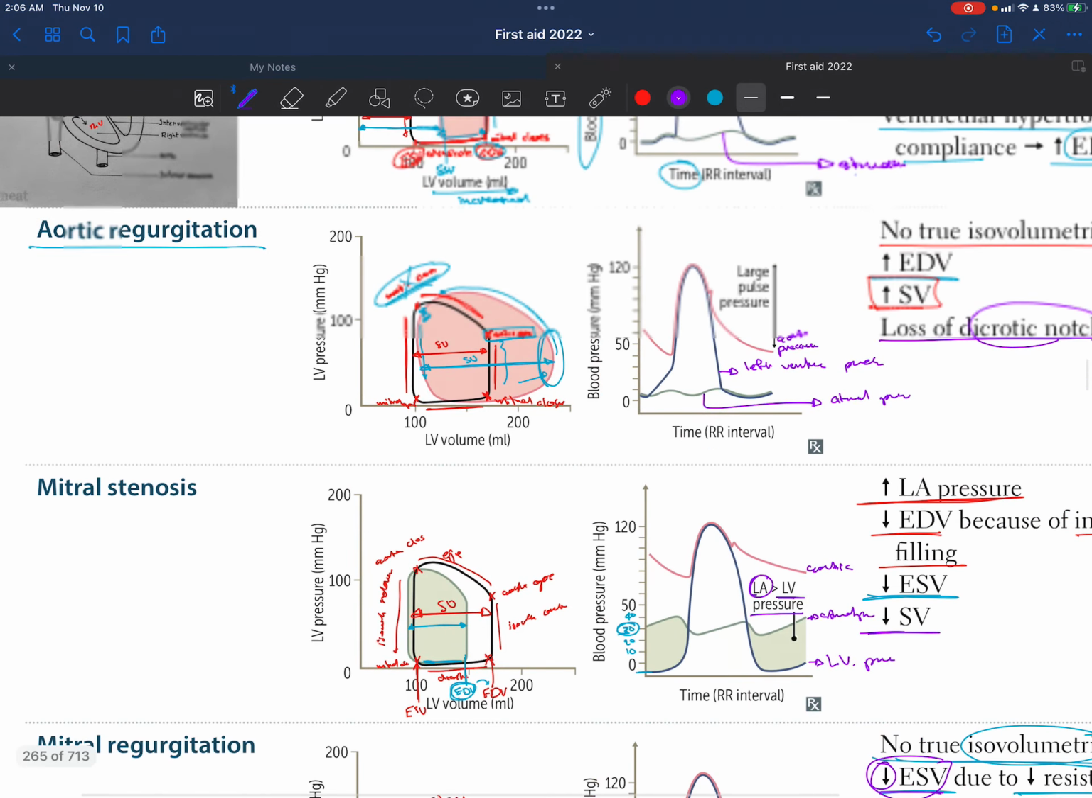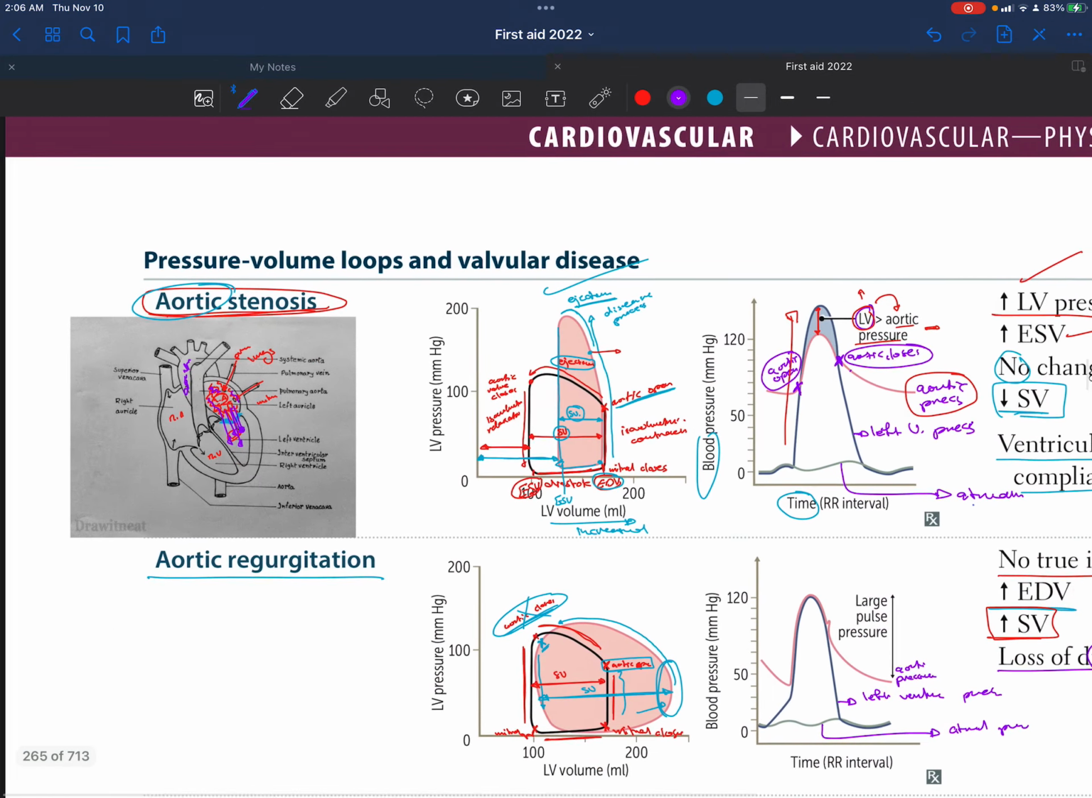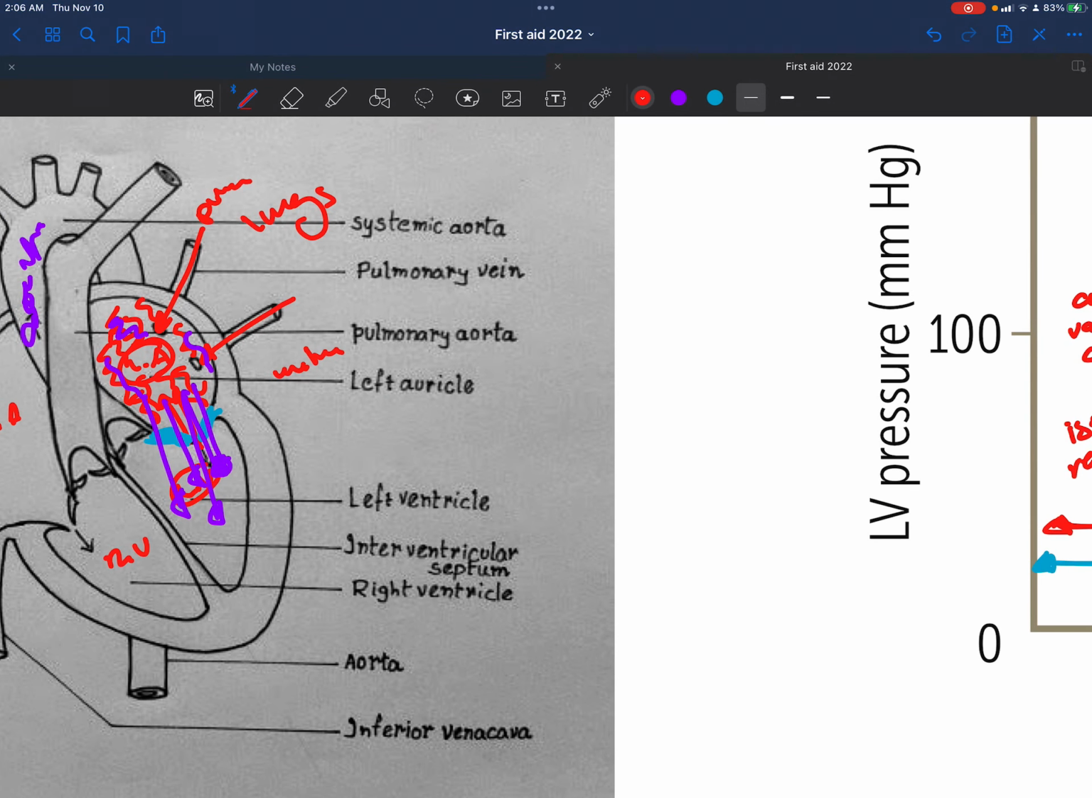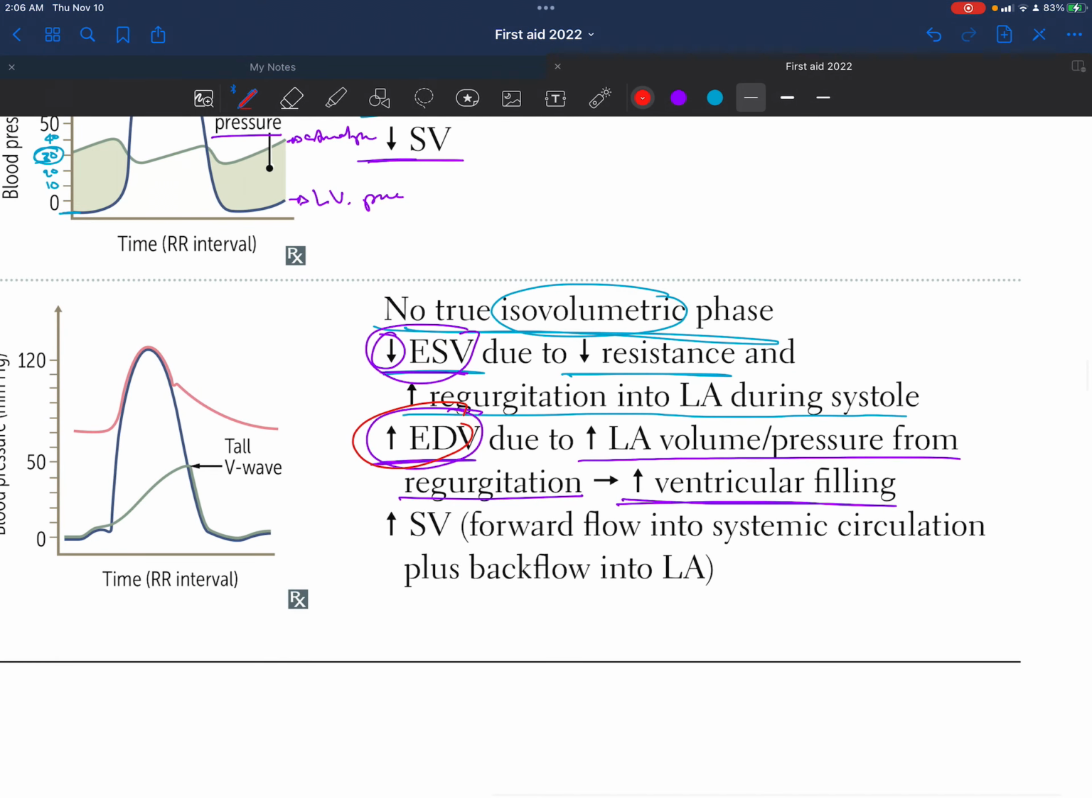So the left ventricle now has a higher end diastolic volume, and we know that the end diastolic volume is the amount of blood that stays in the left ventricle after the diastole ends, after the filling of the left ventricle ends. So now the left atrium has more blood, so it's definitely pushing more blood into the left ventricle, so the left ventricle is having a higher end diastolic volume.